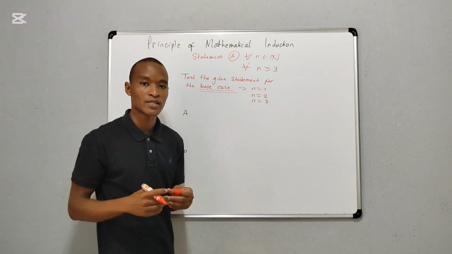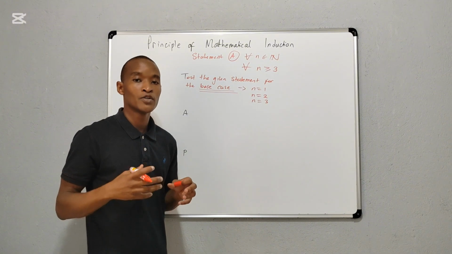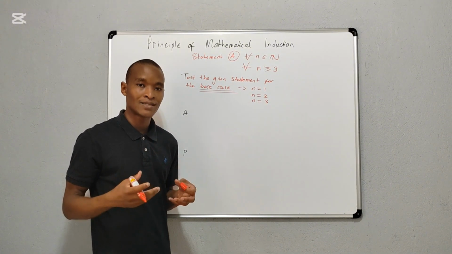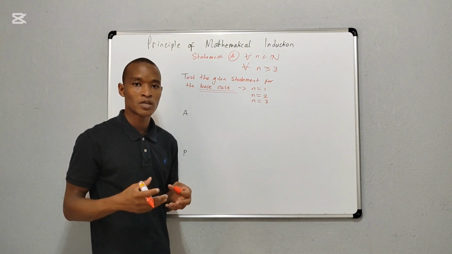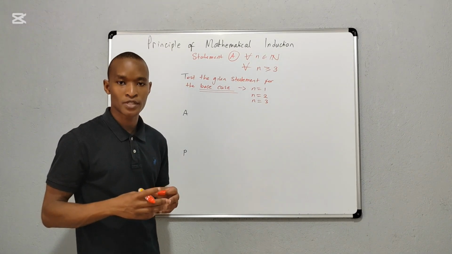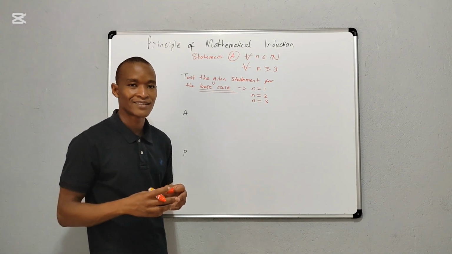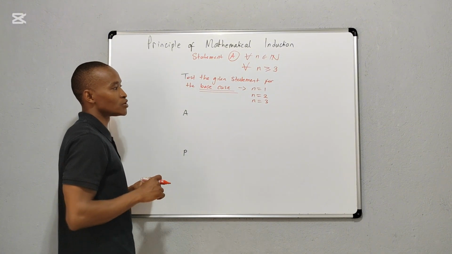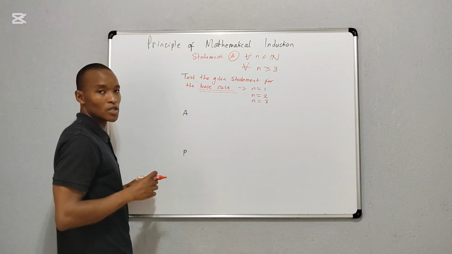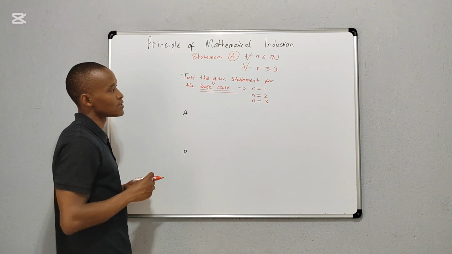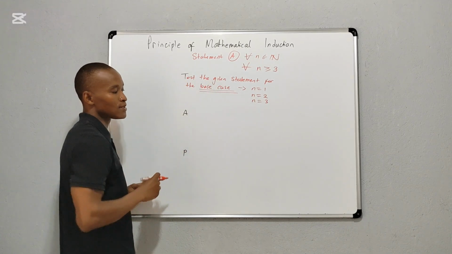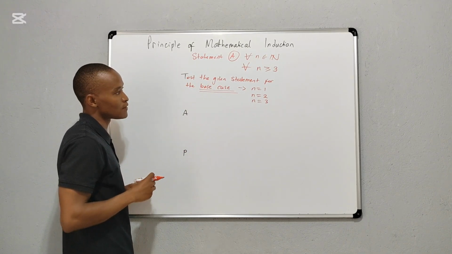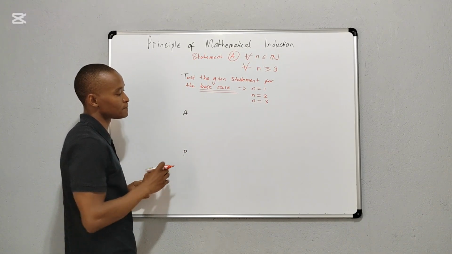And we'll do two examples as part of this video to help you understand how the TAP method works and how to go about using the principle of mathematical induction. So just hang in there, we'll get a much clearer picture of what this process entails. So that is the first letter, T. You're testing the given statement for the base case.